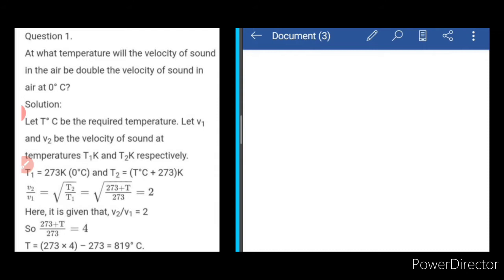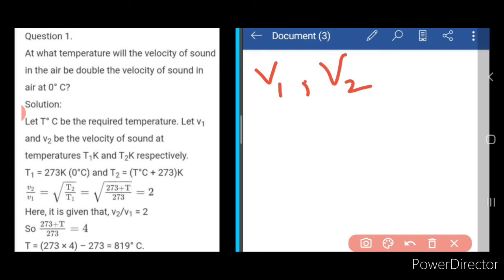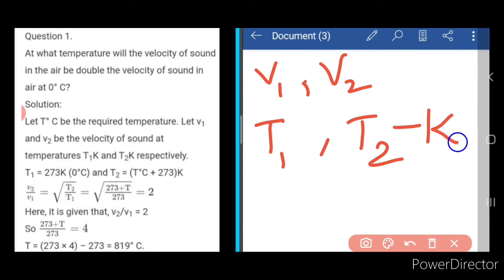Now here the temperature is given, that is T is 0 degrees C, but we have to convert it to Kelvin, right? Let V1 and V2 be the two velocities at the temperatures T1 and T2, and these should be represented in Kelvin. So what will be T1? T1 is what is given, 0 degrees C, which in Kelvin is 273 K, the initial temperature.